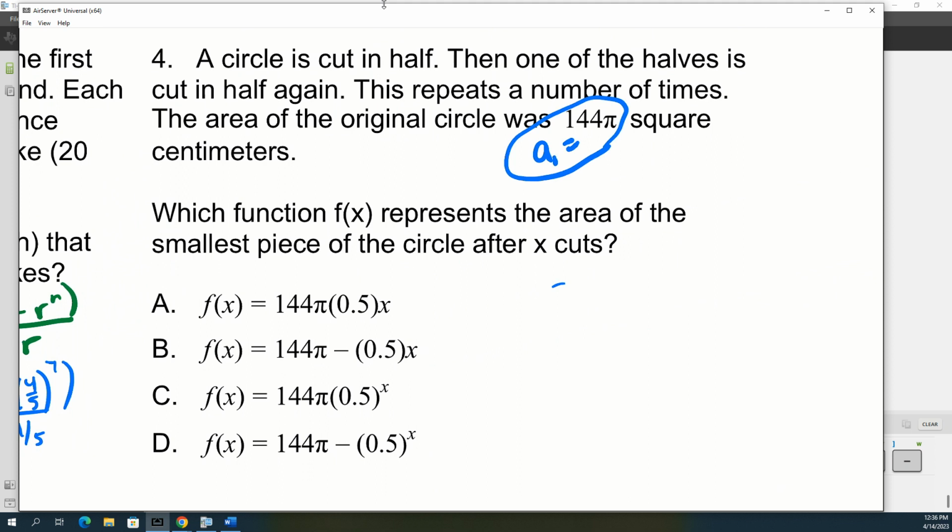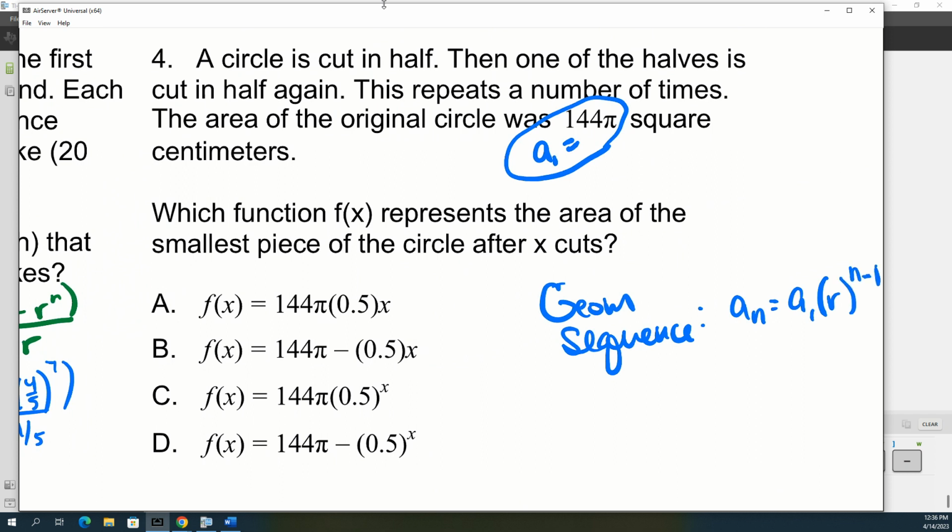So this is going to be a geometric sequence. So I'm just going to jot the formula down. It's another one you don't have to remember. Now this one doesn't look exactly like the formula, but in this case the a sub 1 is the 144 pi. And r, if each one is half as big as the original, r is actually going to be 1/2, or in this case, 0.5.